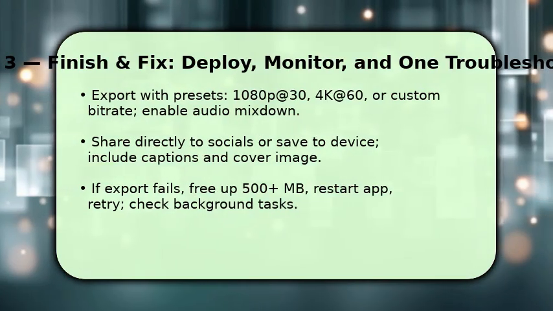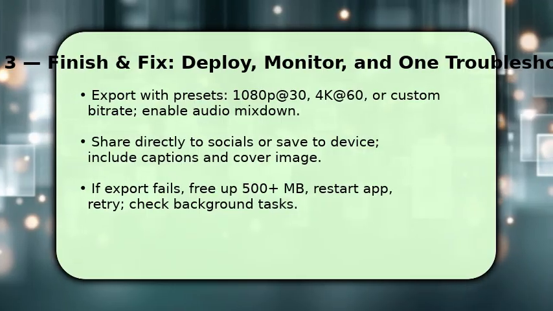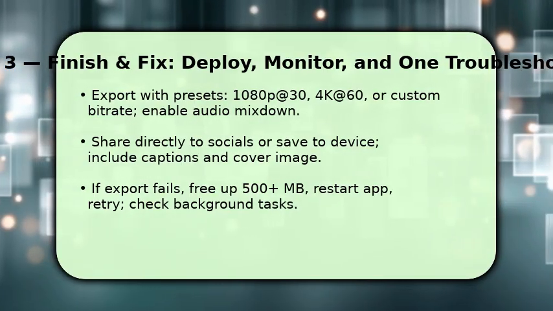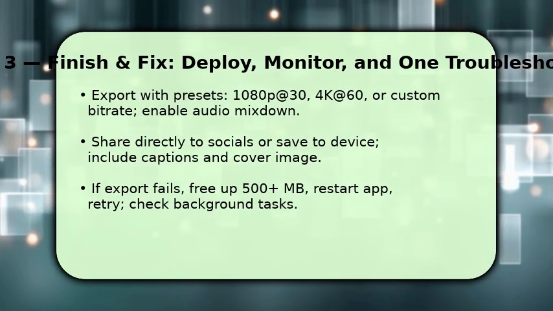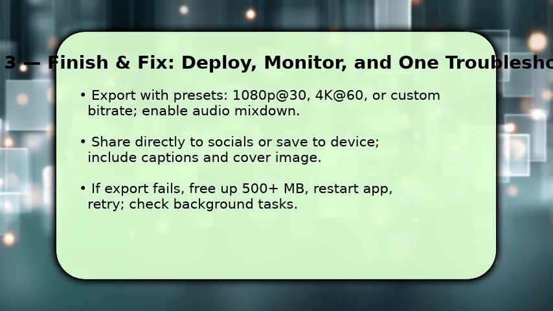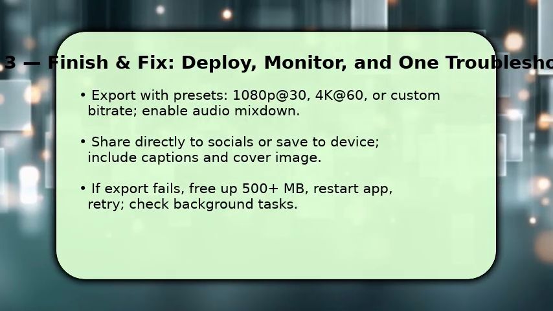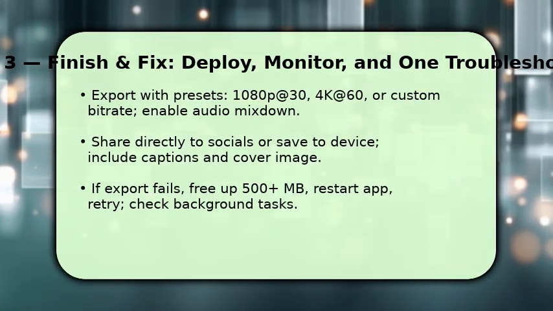Pick a preset like 1080p at 30 fps or 4K at 60 fps, or set a custom bitrate for smaller files. Make sure audio mixdown is on if you used multiple tracks, then choose share or save to device and add captions or a cover image for platforms.